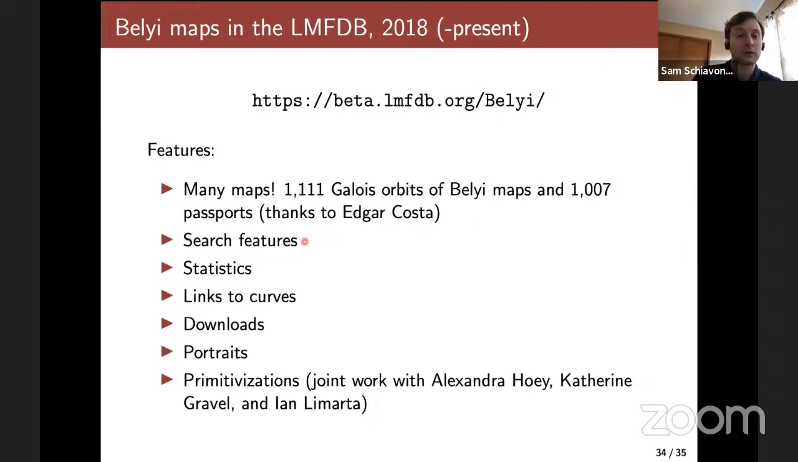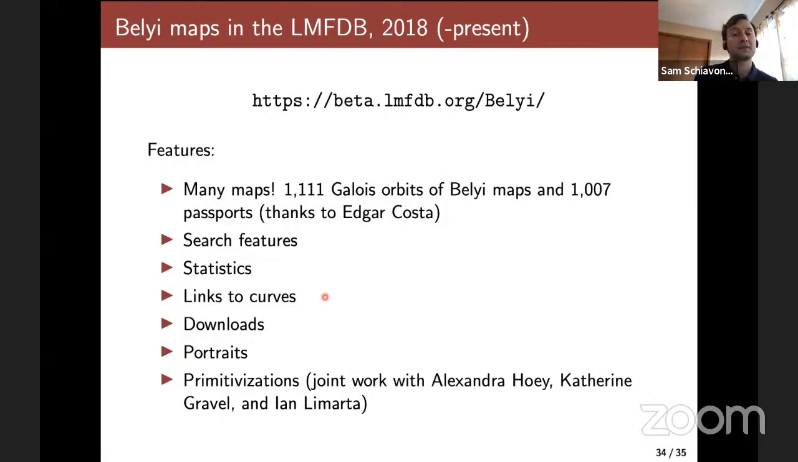So you can search if you want to find all the Belyi maps that have genus 1 or have a certain group as its monodromy group. You can do that. We have a collection of statistics, so you can see what percentage of the passports have at least 2 orbits or something. You can go online and see this.